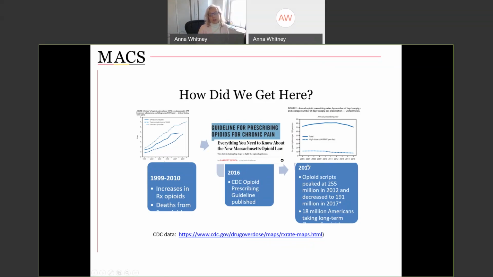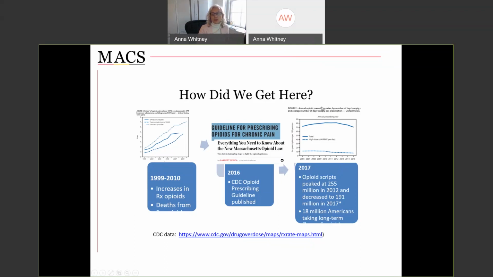And as a result, as of 2017, we saw additional data that while opioid scripts peaked at 255 million in 2012, by 2017 they had decreased to 191 million. That's still a lot of opioids being prescribed.